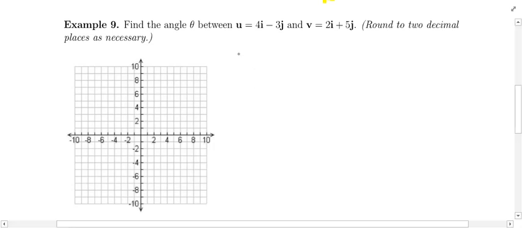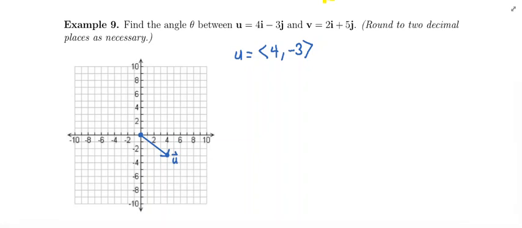Okay, so when I look at this, the vector u in component form is 4, -3. So I'm going to go and sketch that out. It is a position vector. Its initial point will be at the origin, and then its terminal point will be at 4, -3. So that's going to be right here. I'm going to draw my arrow from the initial point to the terminal point. It's going to look like this. So this is vector u.